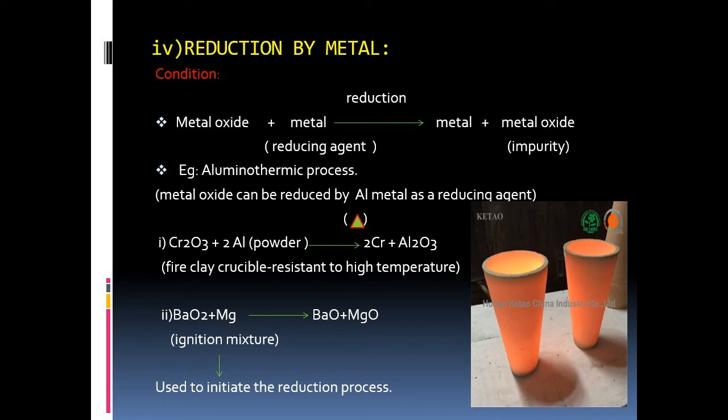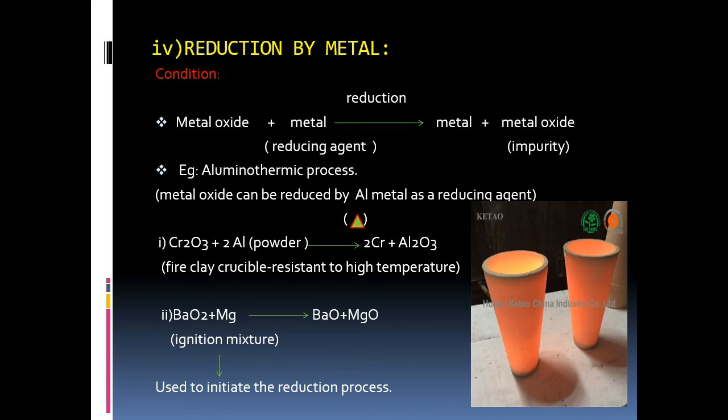So what do we get? First, the metal oxide converts into a metal. The metal used as the reducing agent converts into a metal oxide impurity. So you can make it out from the first equation. I have made a general equation: metal oxide plus metal. Here that metal is used as a reducing agent, and the metal oxide is undergoing the reduction process. So first this metal oxide converts into its metal, then the second metal converts into the metal oxide impurity.